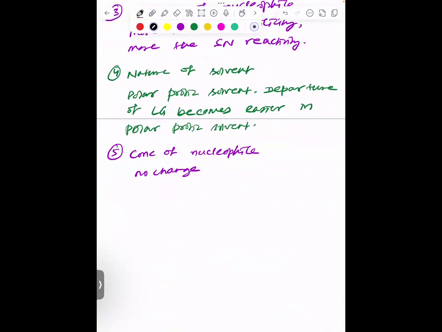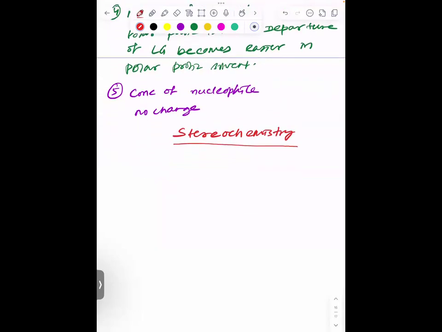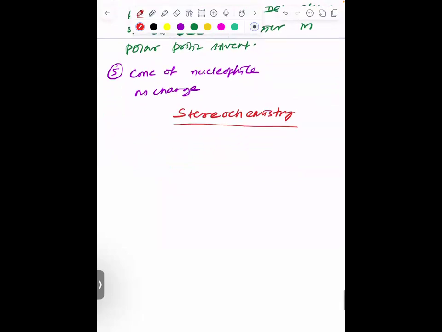Next we will see stereochemistry. Just write a heading, stereochemistry. So what will be the stereochemistry in nucleophilic substitution reactions? We are talking about SN1 now, and we will also see stereochemistry in SN2 and NGP. What will happen to the stereochemistry?